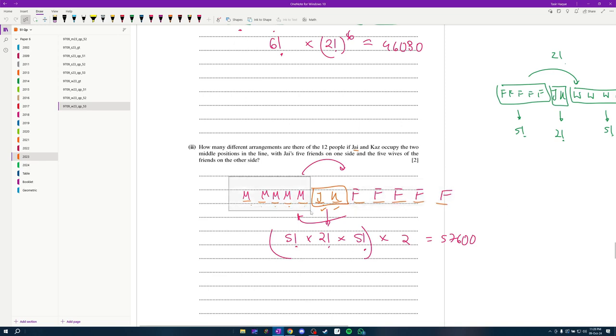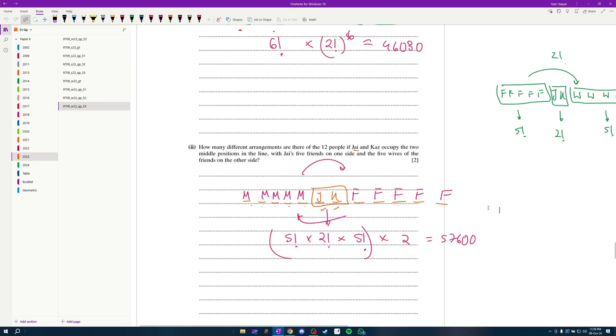So for these 5 friends over here, it's going to be 5 factorial. For the 5 wives, it's going to be 5 factorial. And for Jay and Kaz, Jay can either choose to be beside his friends, or beside the wives, which Kaz would not like very much, by the way. But it's still a possibility. So that's 2 factorial for them, 5 factorial for the guys, and 5 factorial for the wives.